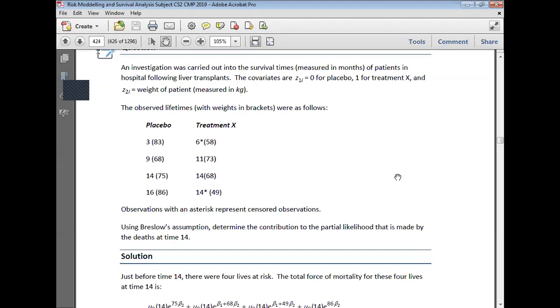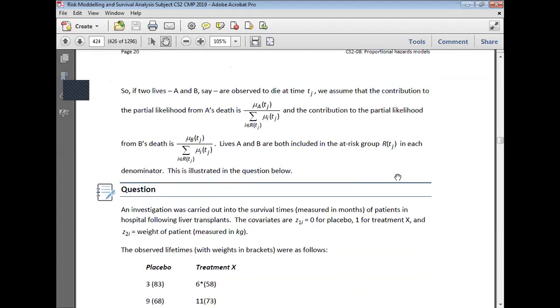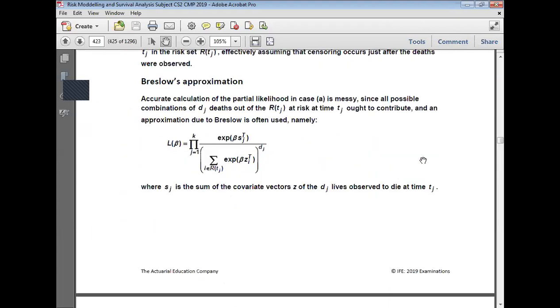But now the question remains, what happens to the lives that I assume to be exposed to the risk? Both of these people died at the same time. But when I multiply them, not taking them into account together, and assuming that one dies after the other, there's something fishy going on here. So there are various ways in which you can make approximations that will help you figure this out, and one of them is Breslow's assumption. This is what we are given here.